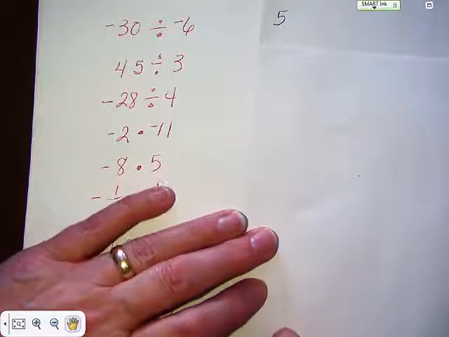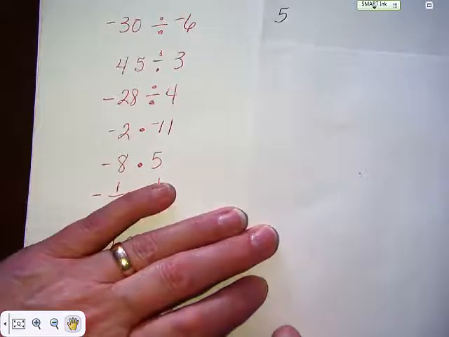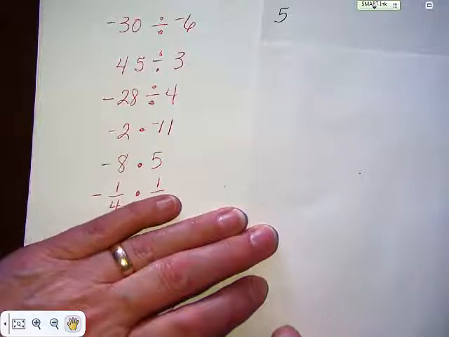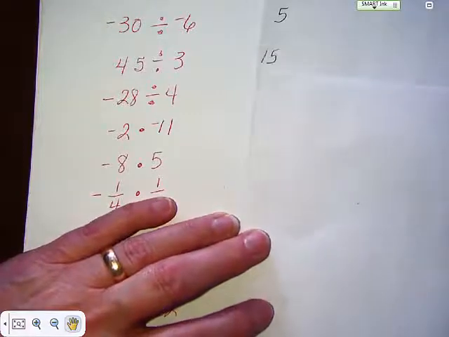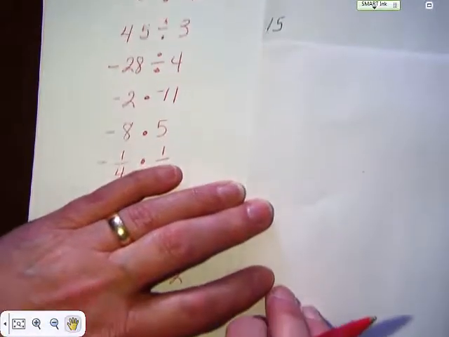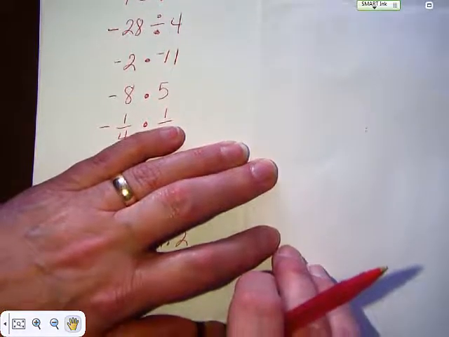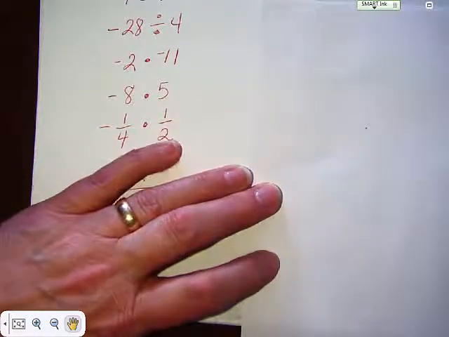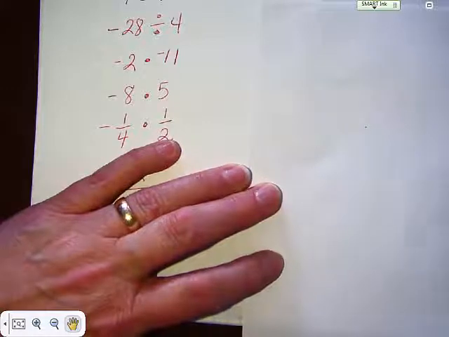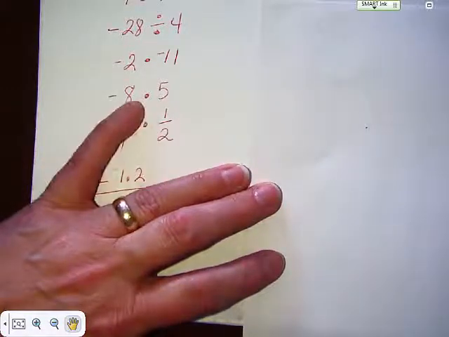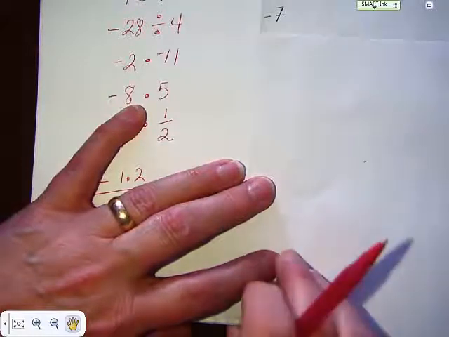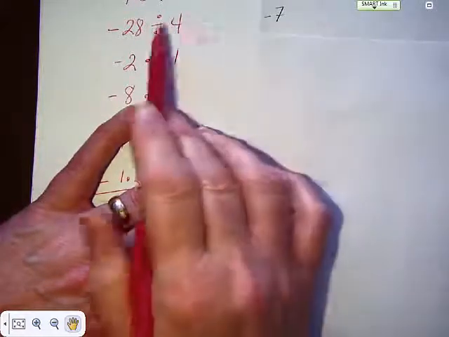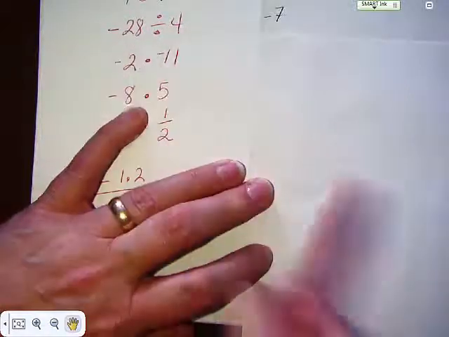Okay, next one. A positive 45 divided by a positive 3. A positive divided by a positive is a positive 15. Okay, the next one. We have negative 28 divided by a positive 4. Negative divided by a positive will give you a negative. And, yep, we get a negative 7. Because negative 7 times a positive 4 gives you a negative 28.